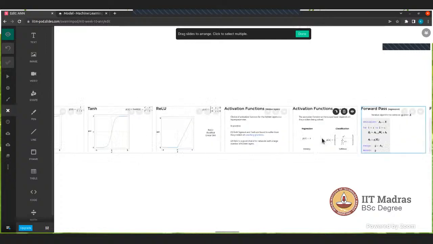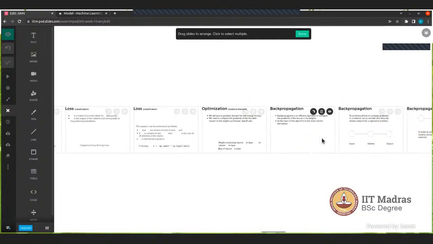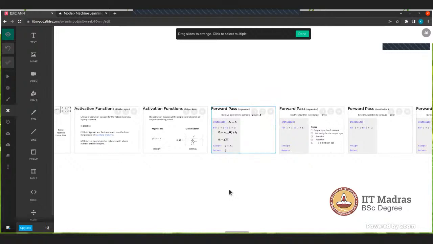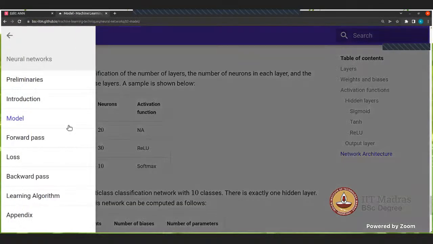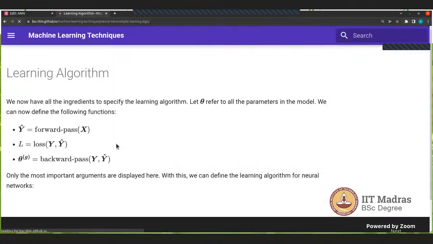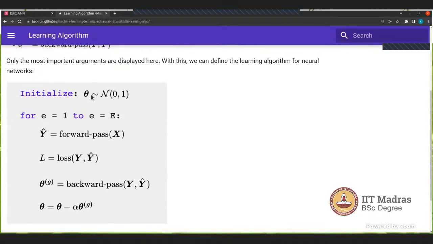Bias. Yeah, so I'm just trying to look at that particular slide. So let me just go here and see, this is a part of the learning algorithm, right? So you initialize the weights and then you do forward pass, loss, backward pass. Okay. Right. So when you initialize your weights, you'll have some weight vector. Yeah, but how do you update the weights? The weights for the next layer?